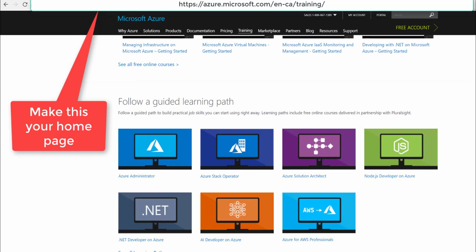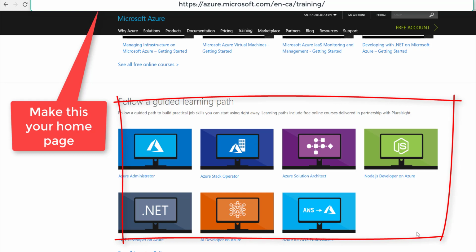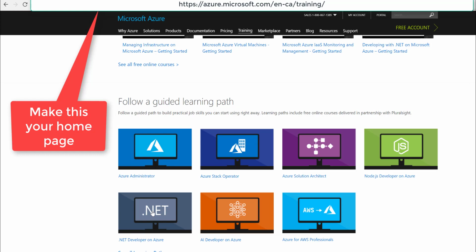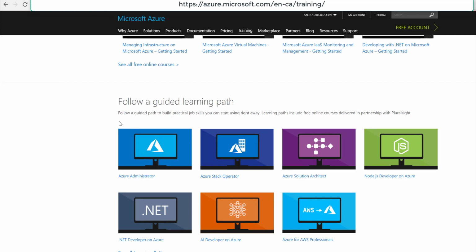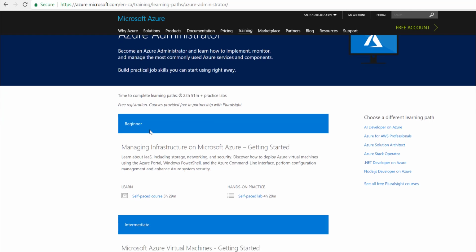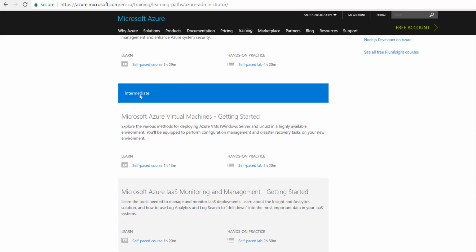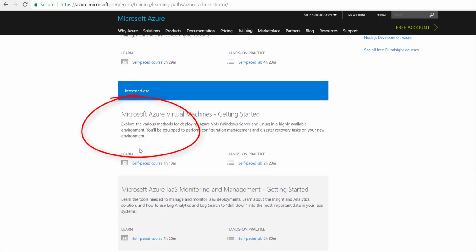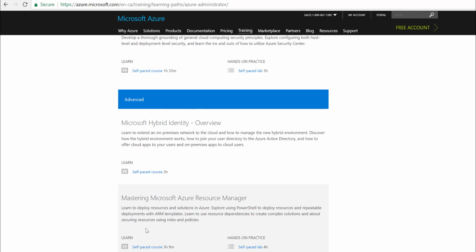The second one I want to take you guys to is, let's say for example, you are a solution architect, or you are working in AWS, or you are a .NET developer, or you are an AI developer, or basically you're an Azure admin. So this is where the guided learning path based on the role comes into play. For example, if I go into the Azure administrator training section here, you're going to see categories like, if you're a beginner, what training you should be doing. If you're intermediate level, what you should be doing. If you are advanced level, what you're looking at doing.